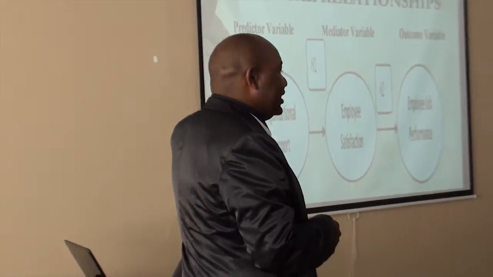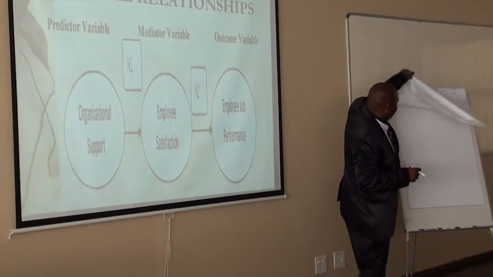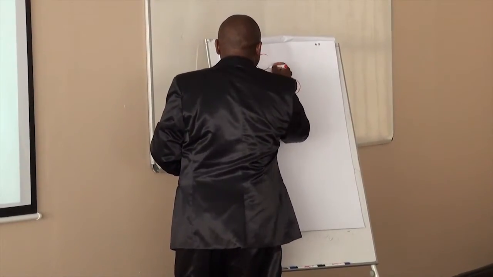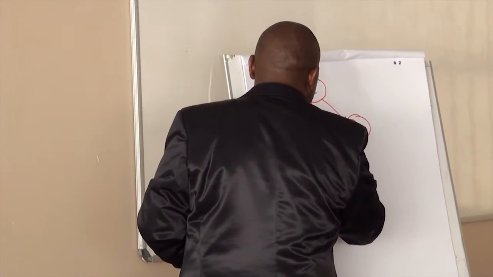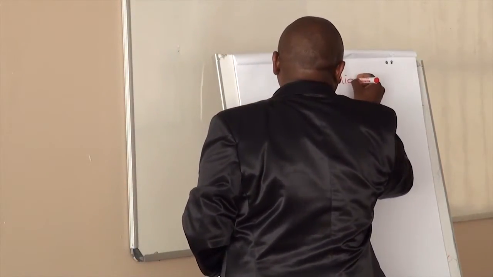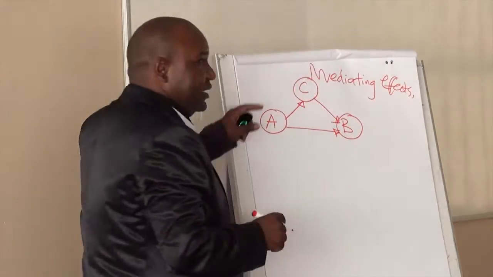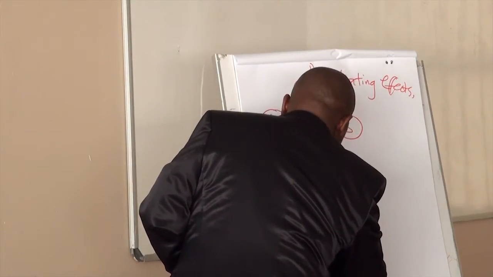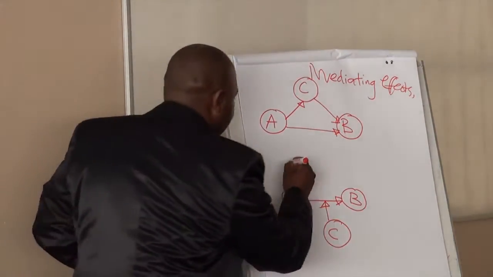There is a difference between a mediator and a moderator. Let me quickly show this, because I see a lot of people make a mistake on this. When we have A and we have B, then we have C here. We call this a mediator, or mediating effects. Same variables, A, B, C. This is now what we call a moderating effect.